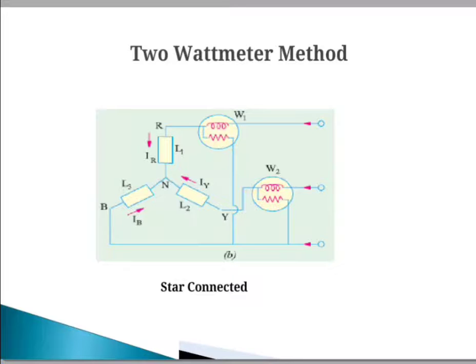But we know that I1 plus I2 plus I3 is equal to 0. Hence, putting the value of I1 plus I2 equal to minus I3, we get the total power present in the circuit as V1 I1 plus V2 I2 plus V3 I3. That is the summation of powers, the total power present in the three-phase circuit by using the 2 wattmeter method.